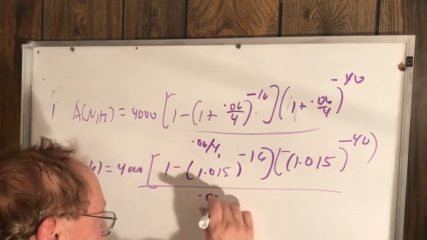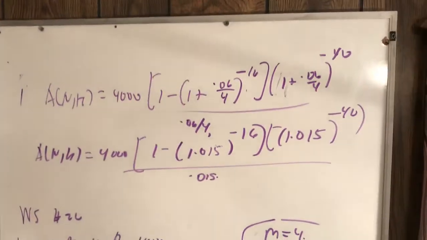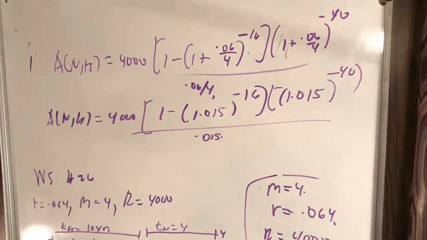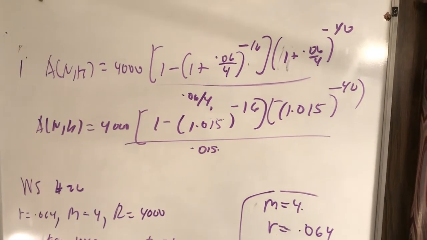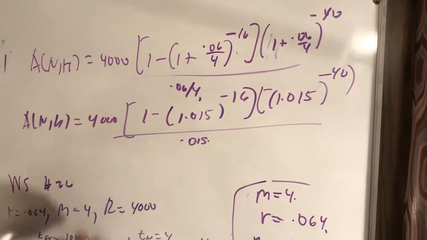Over 0.015. So let's look at the answer sheet for this one so I don't have to finish it. And this was number 20. This was 29,716.